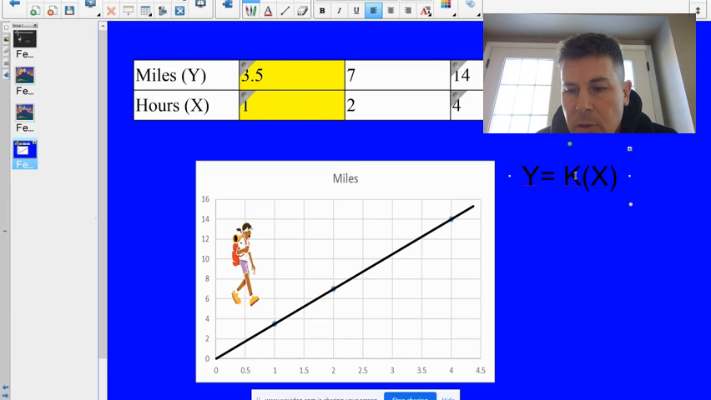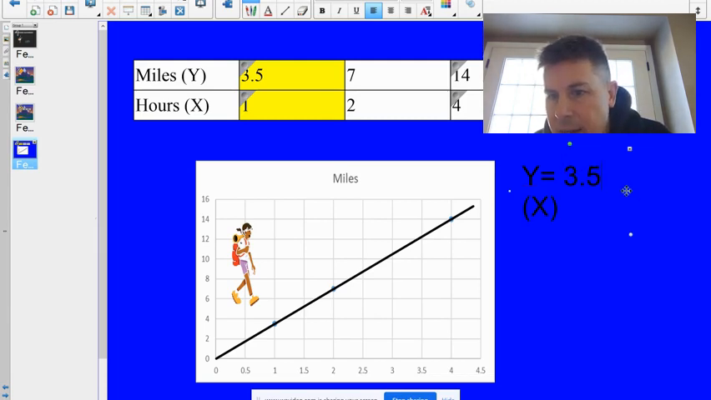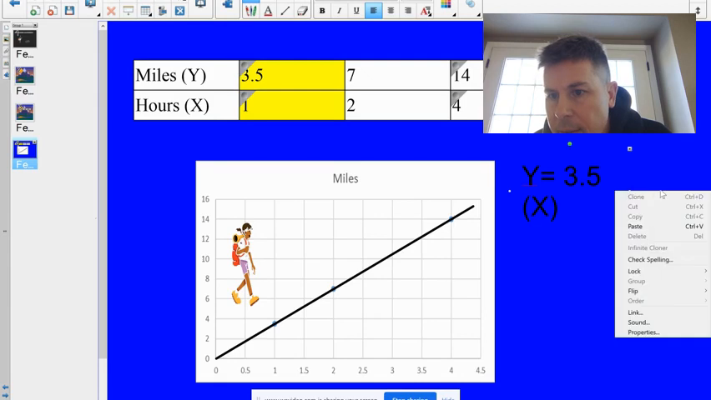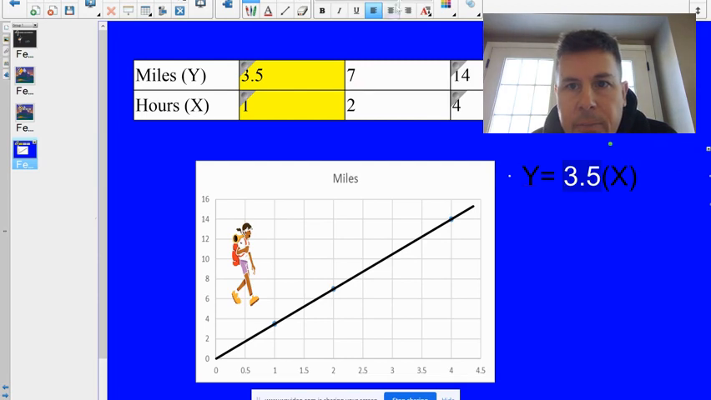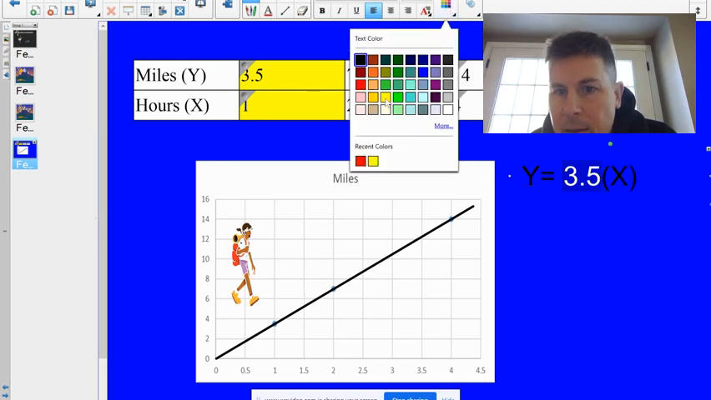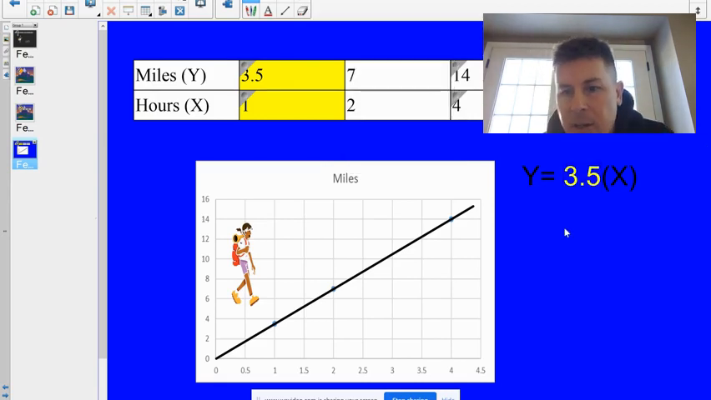So our equation, once we put that in, we could put 3.5 over 1, but we really know that 3.5 divided by 1 is just 3.5. So I'm going to write that in as 3.5 and make sure everything fits in there. And here's our constant of proportionality, okay, which is our unit rate. And that's 3.5 times x. So y equals 3.5x. So what does that mean?